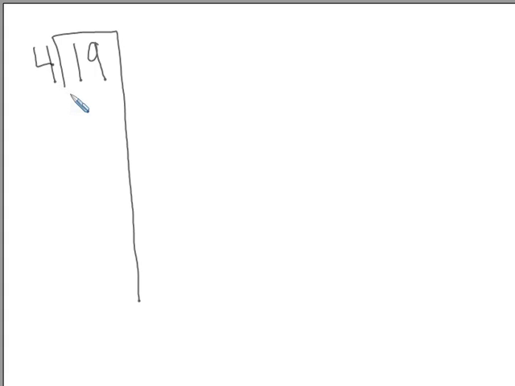Let's say you just don't know that 4 times 4 is 16, okay? But you do know that 4 times 2 is 8. So let's say this. I know that there are at least 2 4s in 19. So off to the side, we're going to mark down 2 because we're going to take out 2 4s. 2 times 4 is 8, and now we'll subtract. 19 minus 8 is going to give us 11.